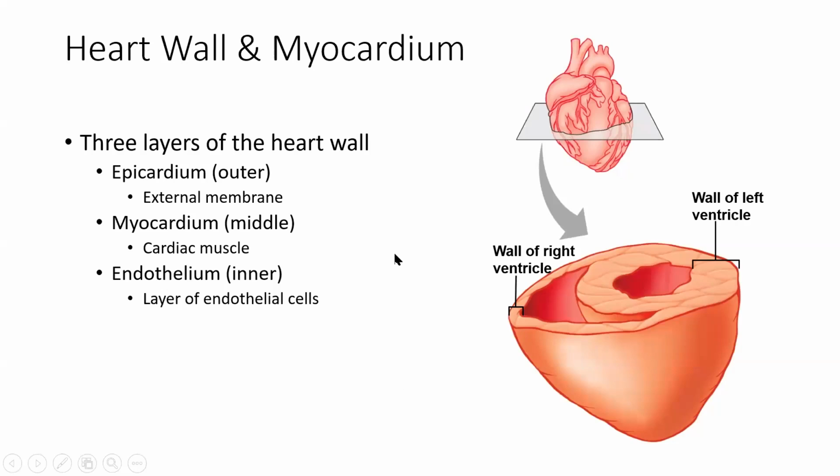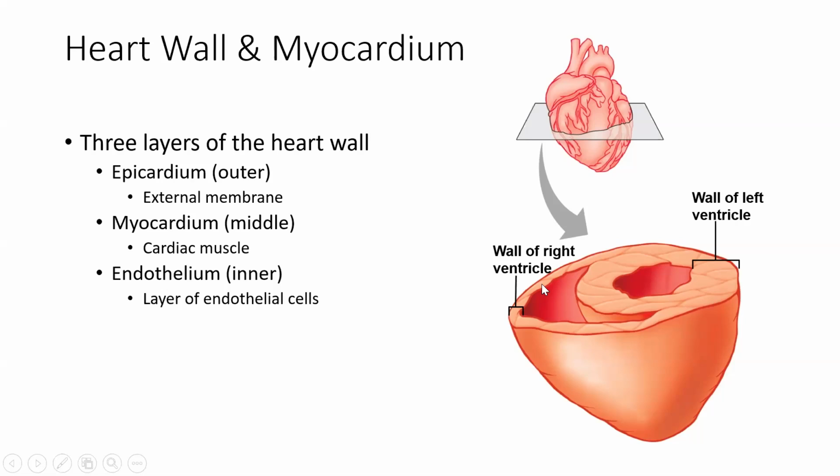Now, looking more closely at the layout or the makeup of the heart, we've got three layers: the epicardium, which is the outermost external membrane of the heart; the myocardium, which is pretty much the meaty or muscular part of the heart. This is made of the cardiovascular muscle or cardiac muscle. And then the innermost layer is an endothelial layer called the endothelium, and it's pretty much an epithelial lining that is inside the heart.